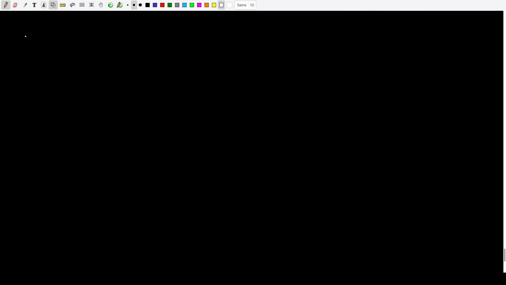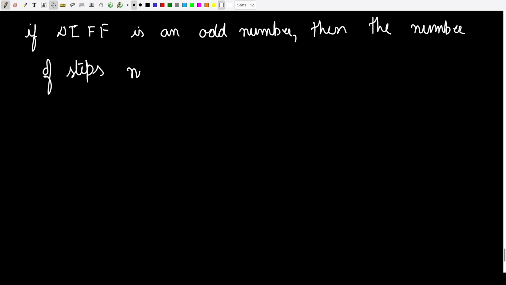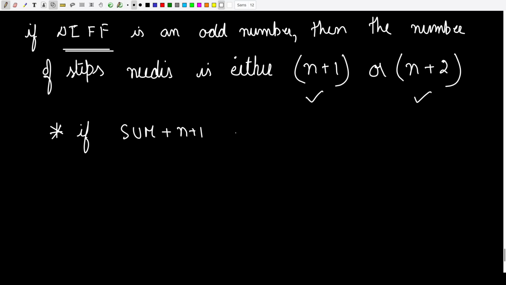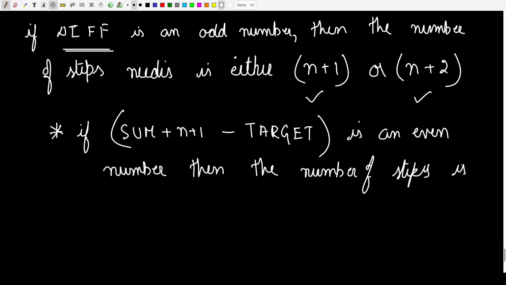So to summarize, if difference is an odd number, then the number of steps needed is either n plus 1 or n plus 2, right? If difference is an odd number, n plus 1, and when will it be n plus 1 and when will it be n plus 2? Well, if sum plus n plus 1 minus target is an even number, then the number of steps is n plus 1. Otherwise, it will be n plus 2. And that's the whole discussion, folks.